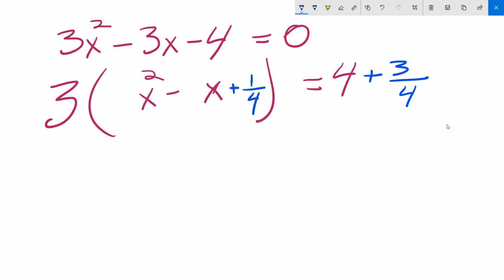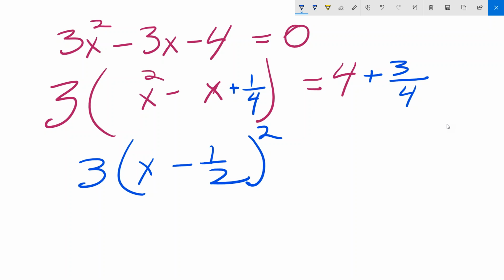Okay, so now let's continue. How can I write that? What's inside the parentheses? 3x minus 1/2 squared. Like that. What's the right side? 19 over 4. What's the next step?